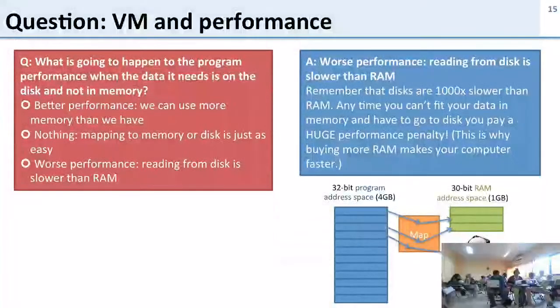Well, we're going to get really bad performance. Reading from disks is slow. Disks are thousands of times slower than memory. So if we have to put the data on the disk, it's going to slow down our performance enormously. This is why people tell you if you buy more memory for your computer, it'll run faster, because you'll have less time you have to go to the disk to access data.